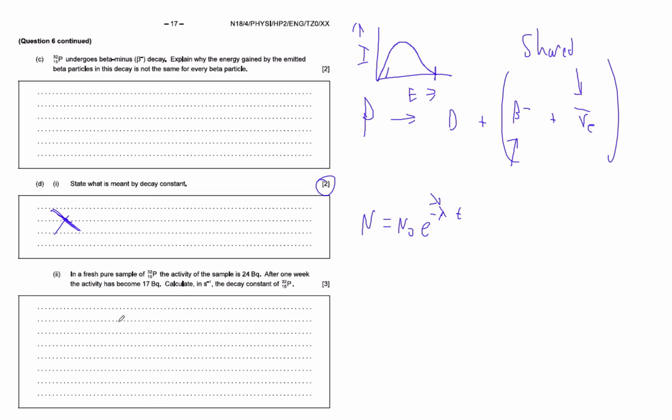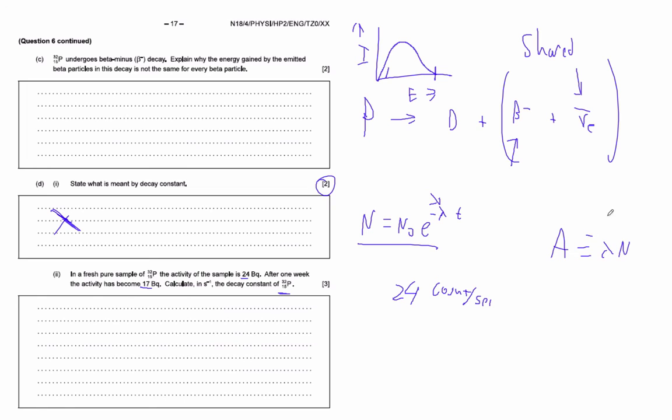All right, a fresh, pure sample of phosphorus 32. The activity of the sample is 24 becquerels, so it's 24 counts per second, right? After 1 week, the activity has become 17 becquerels, right? Calculate in seconds to the -1 the decay constant of that, right? So we're going to do this, only remember that you can use this formula for anything that scales with the number of atoms, right? And since activity is lambda N, right?